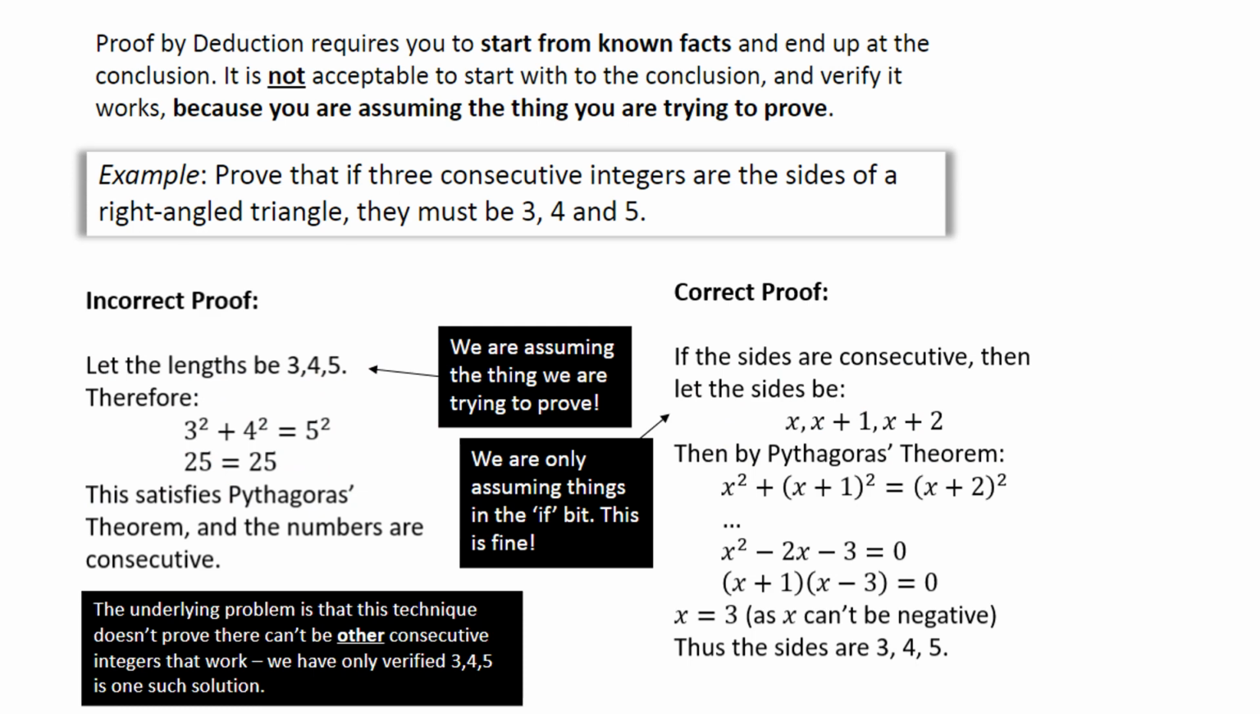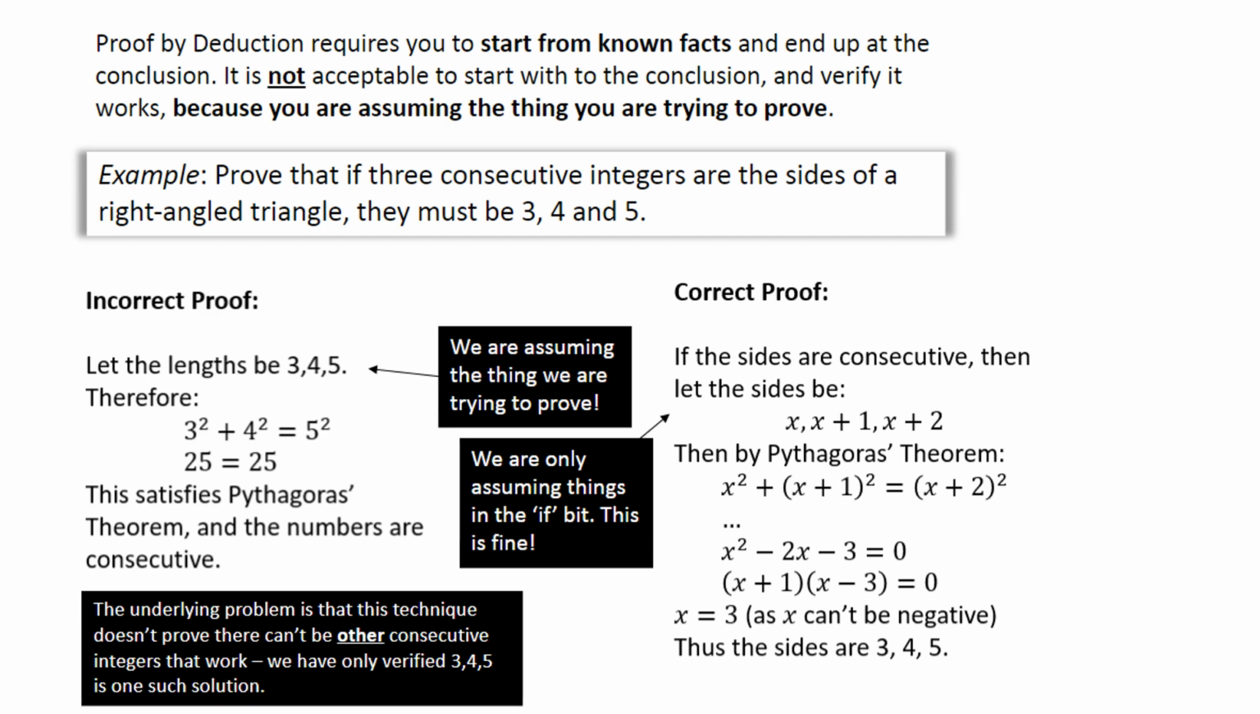So proof by deduction first. We've got an example here. Prove that if 3 consecutive integers are the sides of a right angle triangle, they must be 3, 4 and 5. Well, 3, 4 and 5 are the only consecutive numbers that fit into Pythagoras' theorem, and if we've got a right angle triangle, Pythagoras' theorem must apply. So we've got an incorrect proof and a correct proof. What you are doing when you are proving, you must end up with the answer 3, 4 and 5.